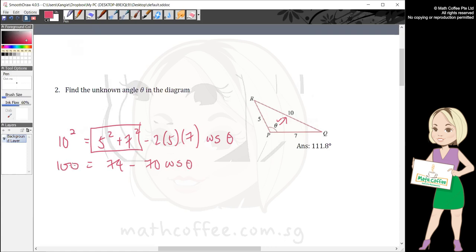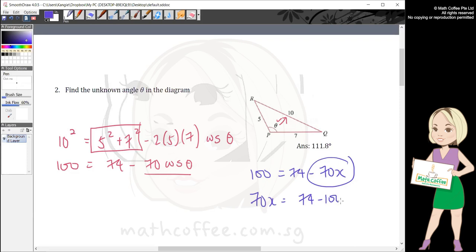This is 100. Then you just say, see, this is just like 70x. You think this way. It's like 100 equals 74 minus 70x. You want to solve for x, of course, you bring this whole thing to the left-hand side. It becomes 70x equals 74 minus 100. Then x equals 74 minus 100 divided by 70. This is supposed to be the way you do it, right?